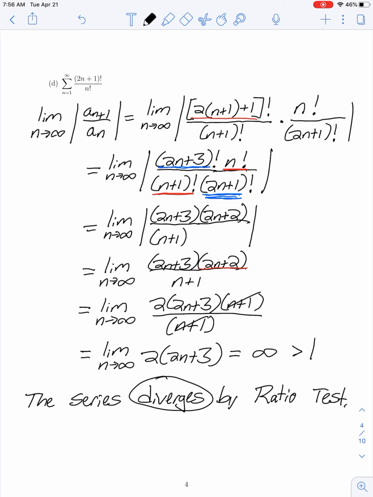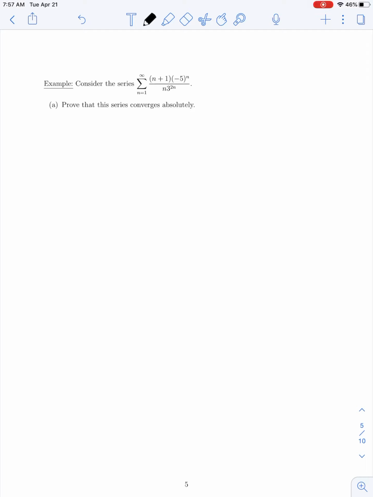So in this example, we had divergence of our series. So in our next example, let's consider trying to approximate the sum of a convergent series. This example is sort of similar to a problem that we had looked at a little bit earlier. We have the sum from 1 to infinity of (n plus 1) times (negative 5) to the nth over n times 3 to the 2n power.